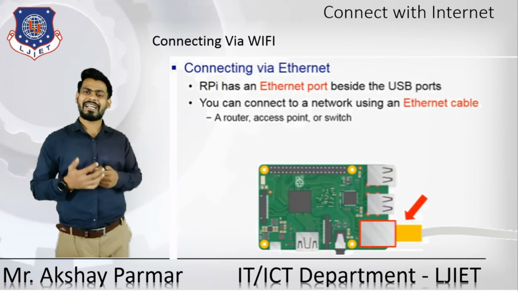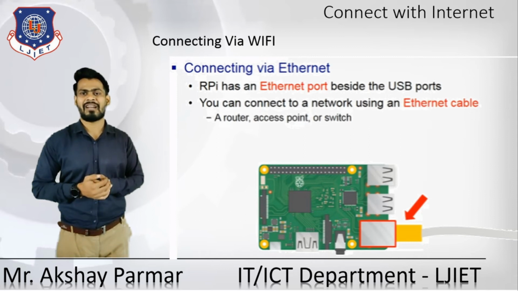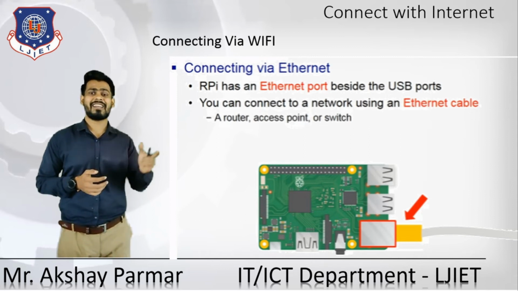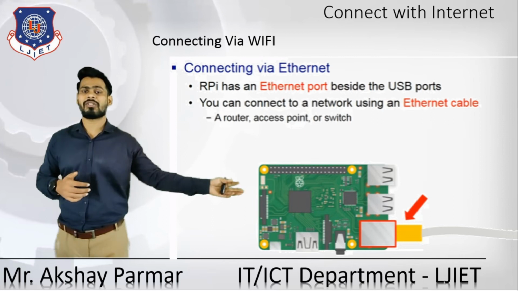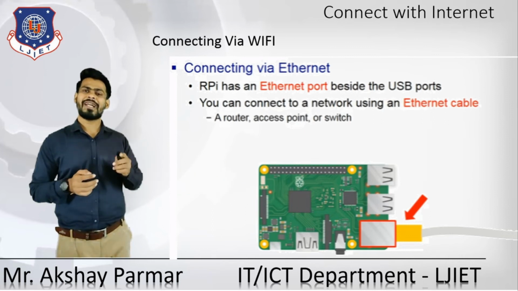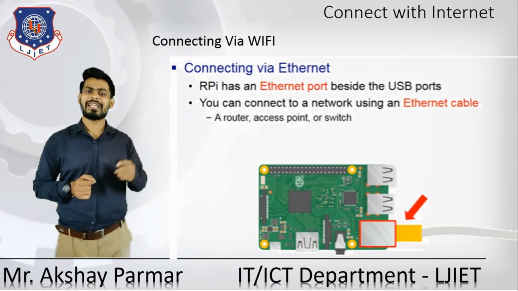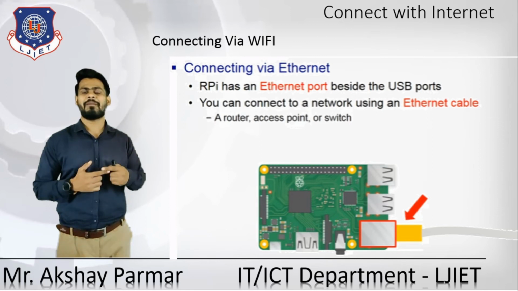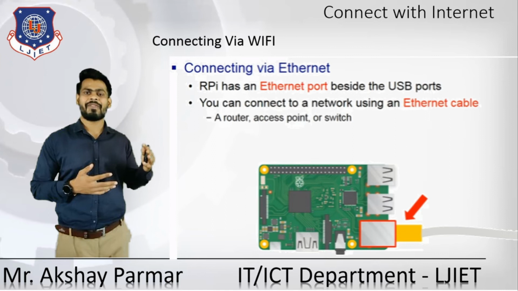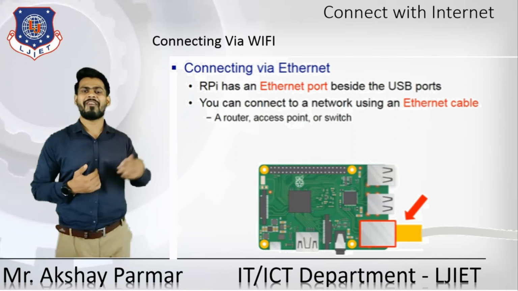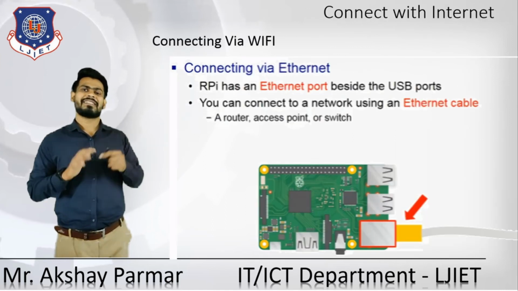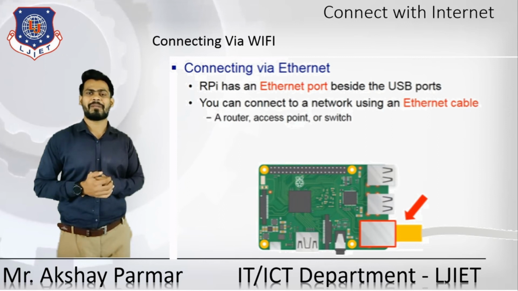After that, connecting with the help of Ethernet. The Raspberry Pi has an Ethernet port beside the USB slots, and you can observe that. You can connect to the network using that Ethernet cable. With the help of a router, access point or switch, you can connect them with the Raspberry Pi using an Ethernet cable. That's about the basics of the Raspberry Pi.